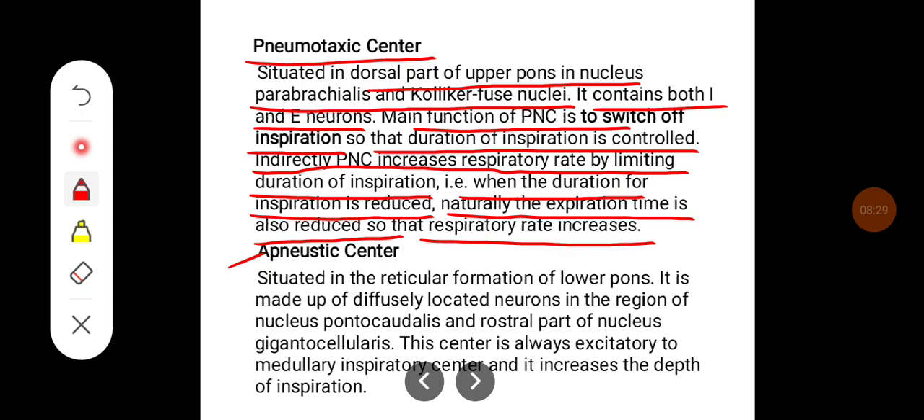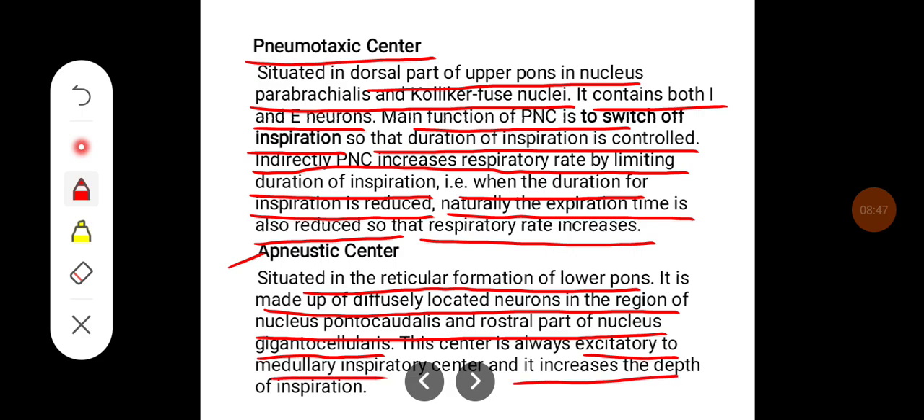Apneustic center is situated in the reticular formation of the lower pons. It is made up of diffusely located neurons in the region of the nucleus pontis caudalis and the rostral part of the nucleus gigantocellularis. This center is always excitatory to the medullary inspiratory center and it increases the depth of inspiration.